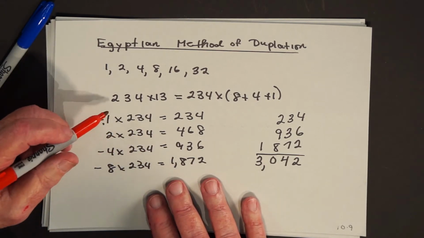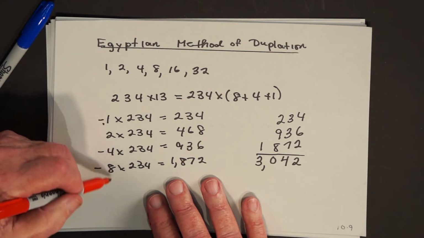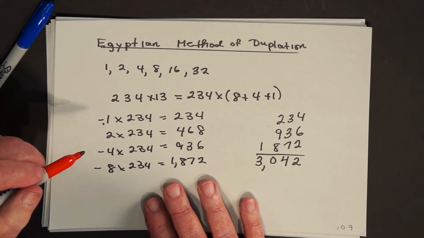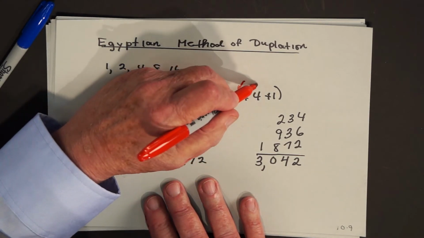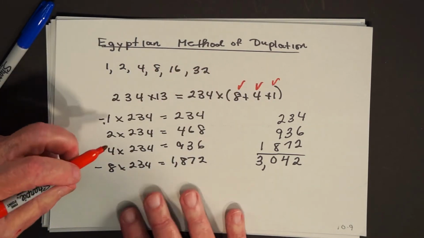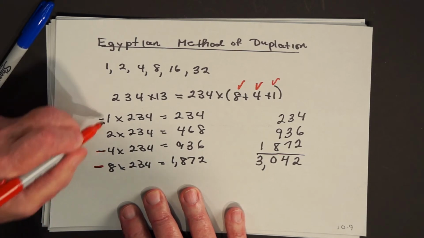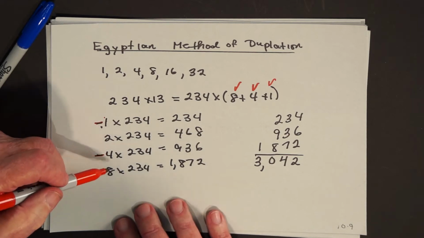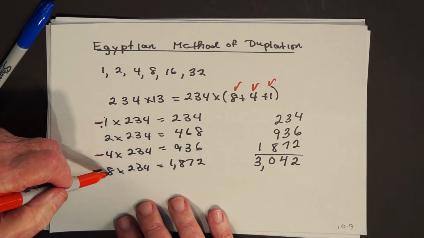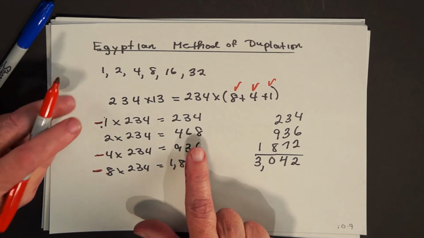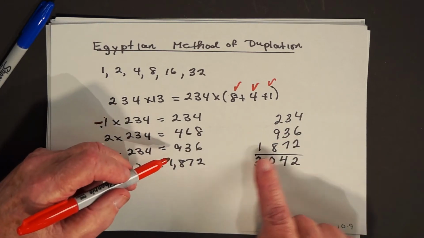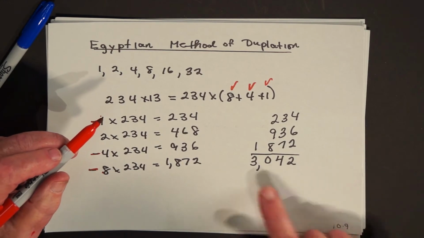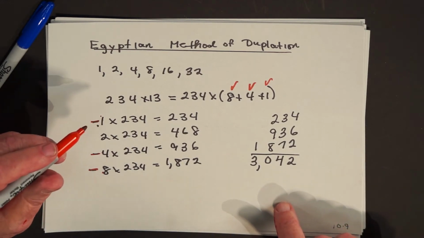So what does he get now? He has these powers of 2: 1, 2, 4, 8. Now which ones did he want to add up? He wanted the 8, the 4, and the 1. So he says, okay, I'll take this guy, and this guy. If I take 1 of these, and 4 more of these, and 8 more of these, that gives me 13 of these altogether. It's also 234 plus 936 plus 1,872, and he gets the same 3,042.